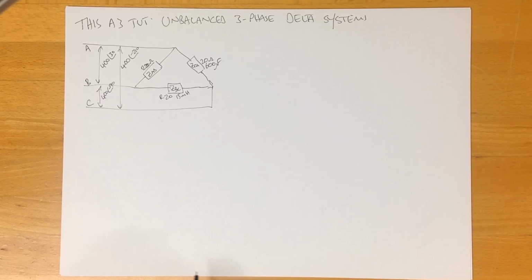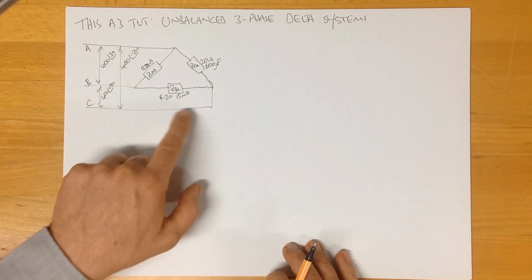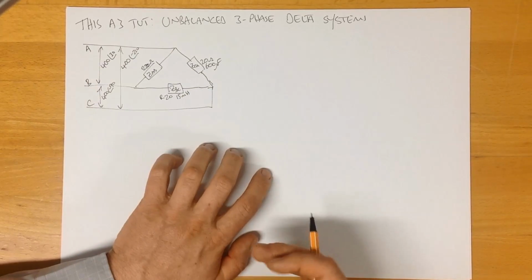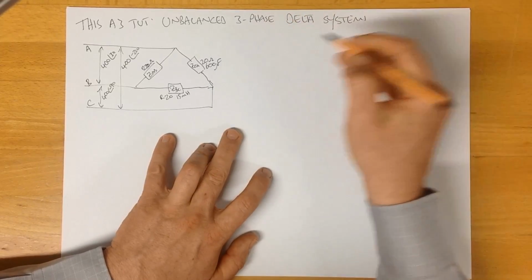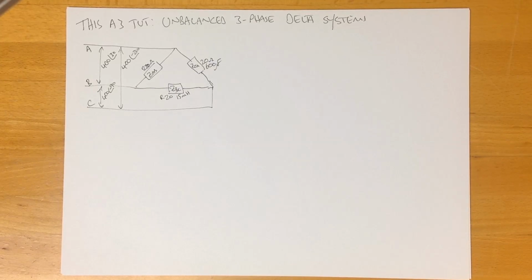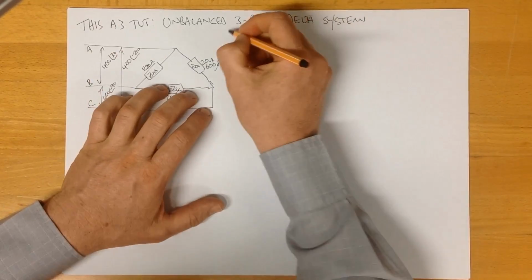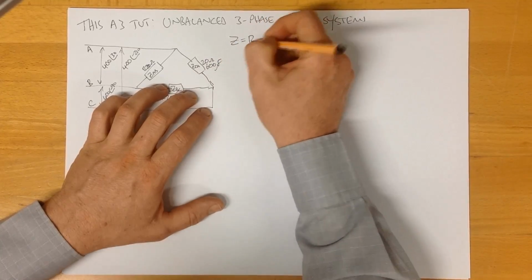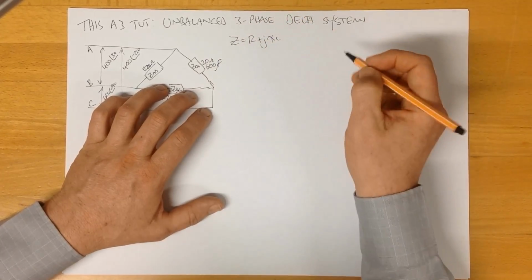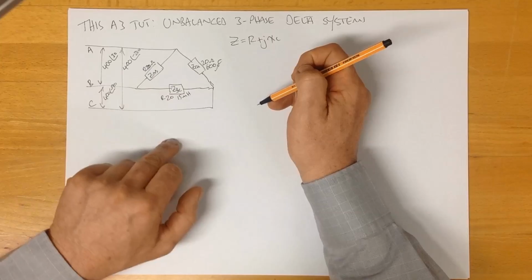We can therefore go through and find all of our currents. We can work out our currents in our phases, and we can work out our currents in our line. The first thing to do, if we want to figure out what our currents are, is we need to understand what our voltages are and our impedances. The impedances need to be converted into something that we can use. We know that the total impedance Z is R plus jXL, and we can figure out what these impedances are.